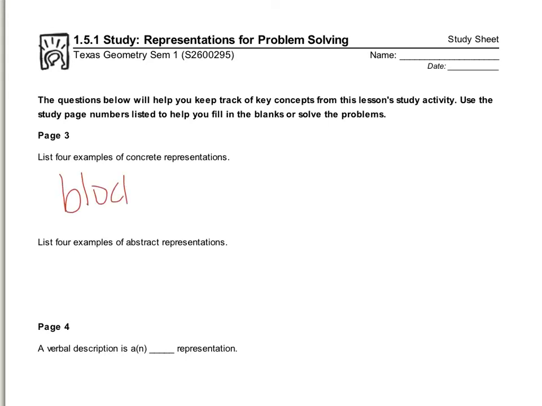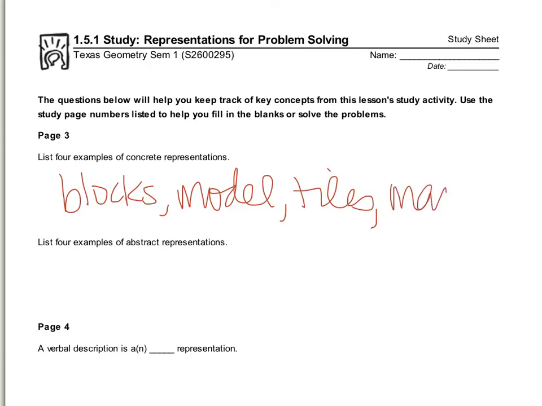Blocks are an example of concrete representation, as are any model or tiles or marbles, anything like that that you can physically touch and move. So concrete means you can touch it and manipulate it or move it around.